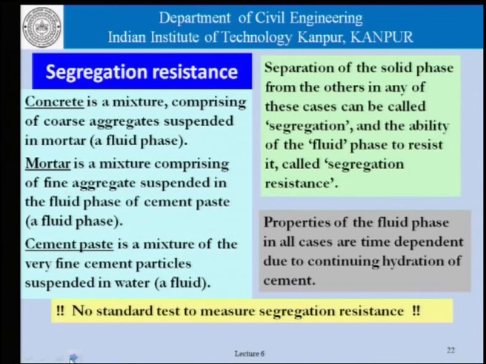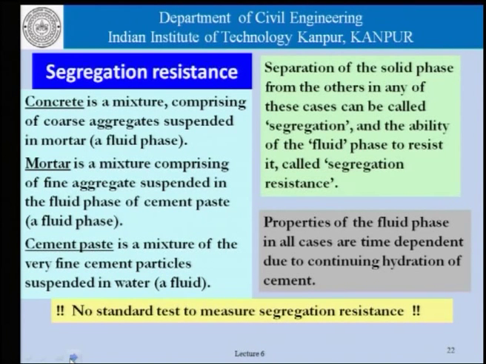Now, let us come to segregation resistance, which is a slightly different property. Concrete, we know, is a mixture comprising of coarse aggregates suspended in mortar, mortar being a mixture comprising of fine aggregates suspended in a fluid phase of cement paste, and a cement paste itself is a mixture of very fine cement particles suspended in water, which is a fluid.